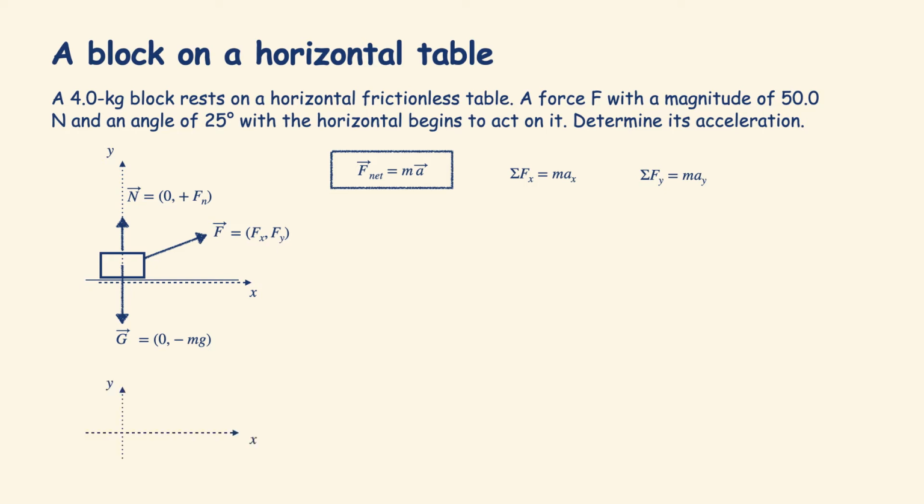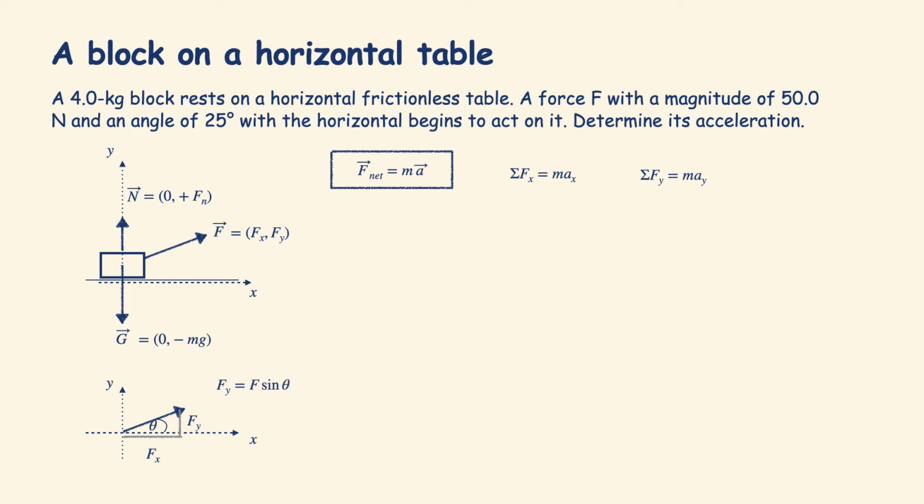For that, the easiest thing is to take the vector and draw it on a separate diagram here, keeping the same coordinate system with the same orientation, x to the right and y up. Here's my vector F. And here's the angle theta, which is 25 degrees. I'm going to draw a perpendicular from the tip of the vector down to the x-axis and see that the adjacent segment is going to be the x component of the force F, and the opposite, the side that faces the angle theta, will be Fy.